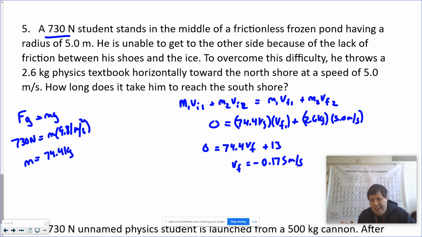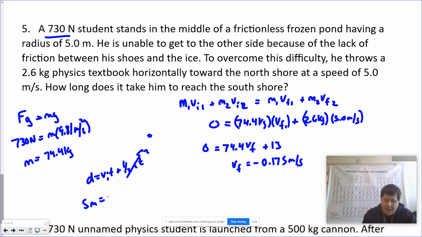Now, this didn't give you the answer, though, because I've got to find out the time it's going to take. So I would use d equals vi t plus 1/2 a t squared. Now, the nice thing here is the student isn't accelerating. They're just moving at that speed. So to get your time, they move 5 meters, and then it's 0.175 meters per second times the time. And I get a time of 28.6 seconds. So this person is not moving very fast.